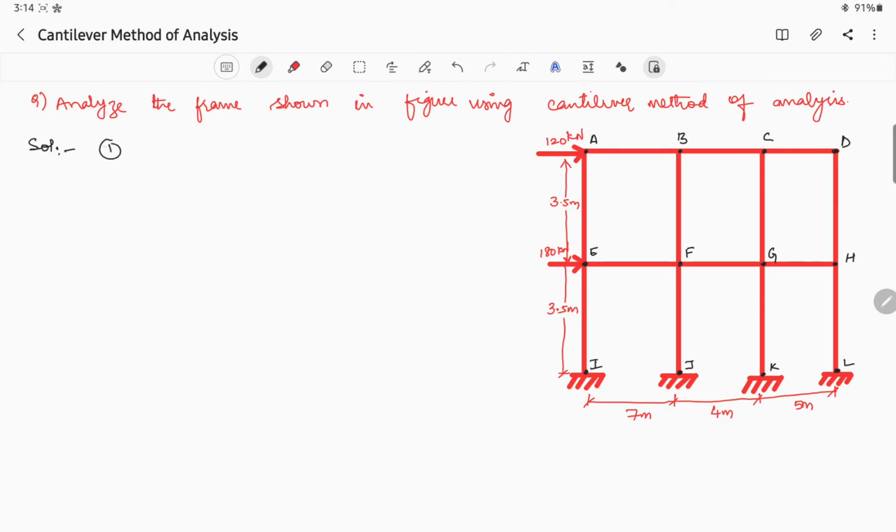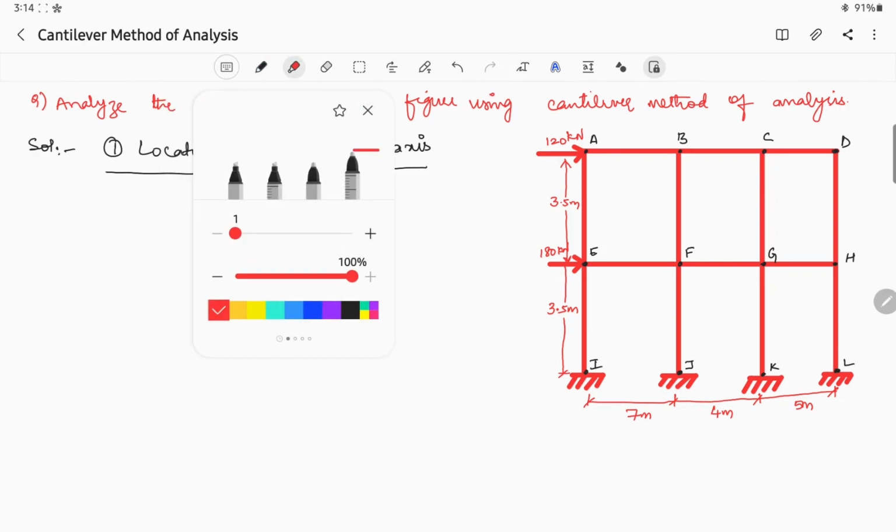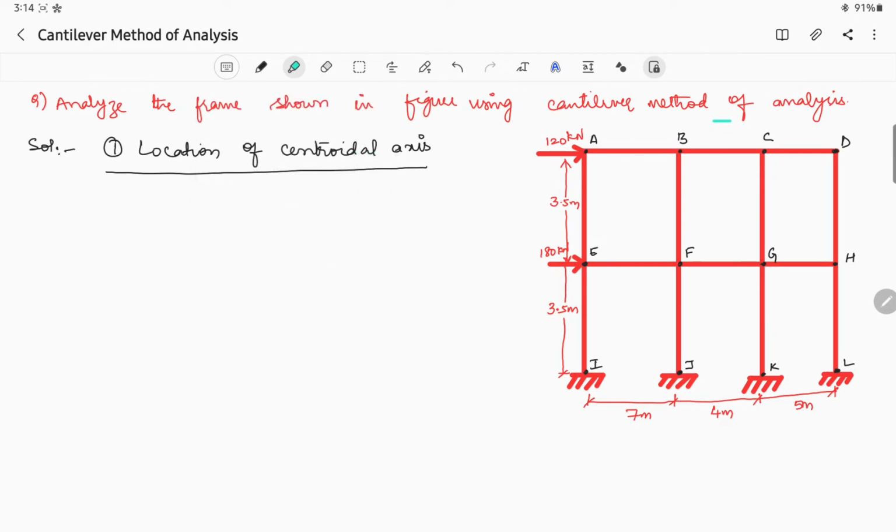what is the first step we do? Location of centroidal axis. So first is location of centroidal axis. So how to locate the centroidal axis? Suppose for example, I don't know where is the centroid of this entire frame. So what I will do, I will take down the centroid as somewhere here. Okay, I don't know exactly where is the centroid of this figure. So let us take this as the centroid.